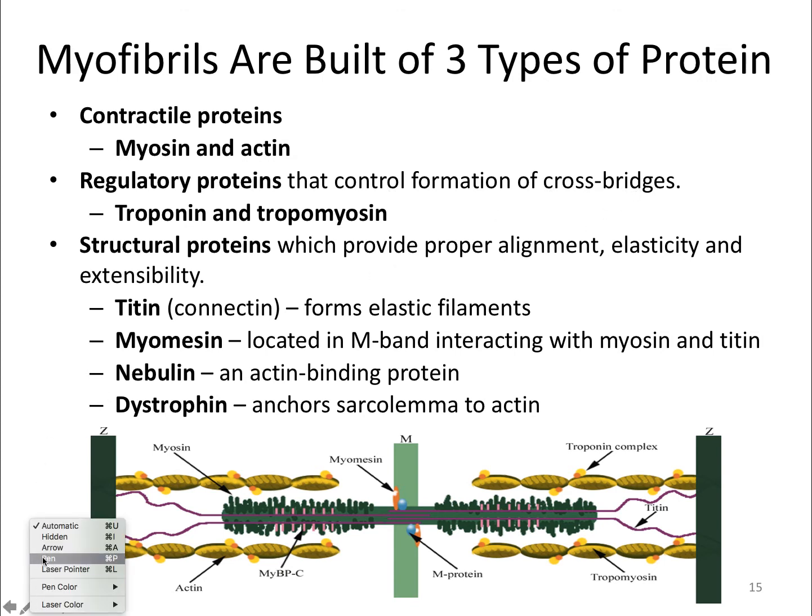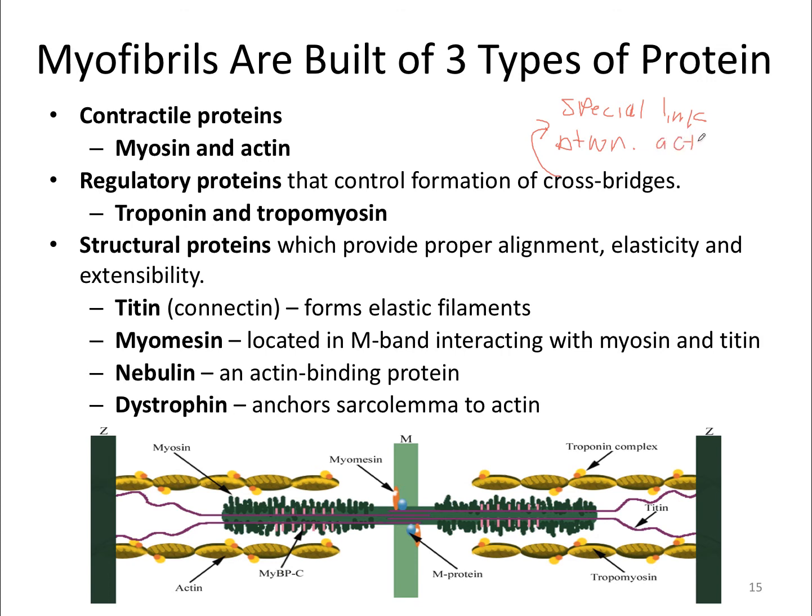Let's go in here and get my pen and define it. So a cross bridge is a special link between actin and myosin. So in order for muscular contraction to happen, myosin has to grab onto the actin and yank it towards the M line, causing the filaments to slide past each other. But that can only happen under the right conditions for troponin and tropomyosin. And we'll go into more detail about this in a little while.